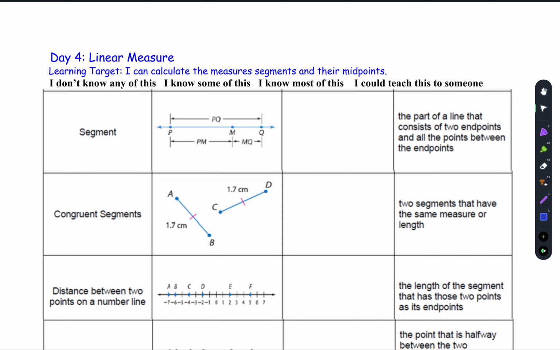All right, the topic for 1.4 is linear measure. We're going to start out with some vocab again, just like we did yesterday. And again, we are really going to emphasize the importance of notation today. So this column right here, this is going to be all about notation because that is super important for us.